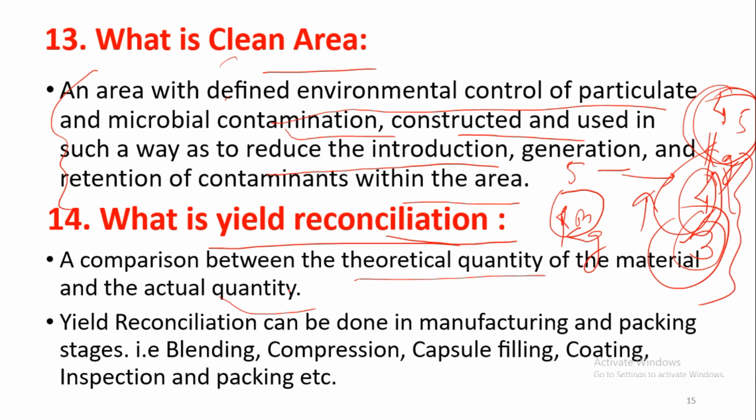Yield reconciliation can be done in manufacturing and packing stages like blending, compression, capsule filling, coating, inspection and packing. So this can be done at any stage. Suppose we are doing it only at the final stage and there we get a surprise, this will be a matter of concern. So it can be done at blending, compression, capsule filling, coating, inspection and packing. You understand these things and you can describe them to anyone. This is very important to know.